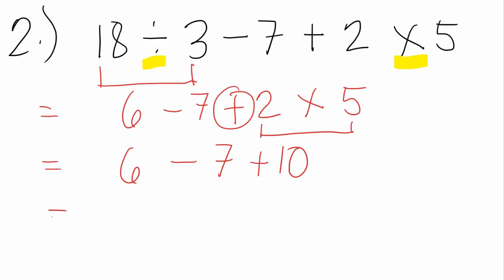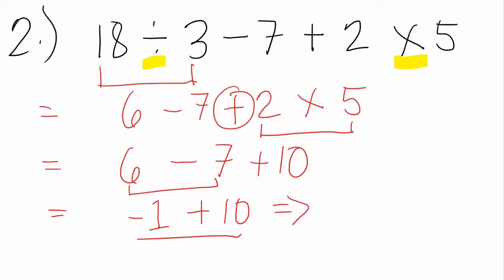Next is, we have to deal with this first because nauna siya. So 6 minus 7 is negative 1. And then we copy plus 10. This equation is the same as 10 minus 1. So the final answer is 9.